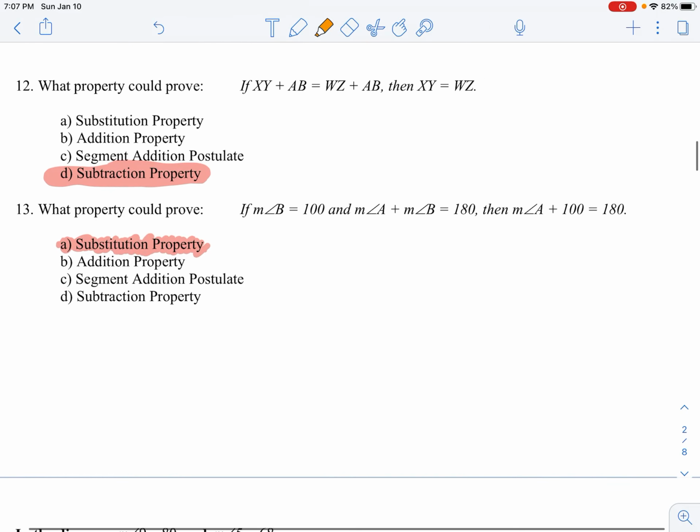Number 12, what property could prove this? So this would be like a proof. If this was maybe one of our lines in our proof, this would be like the next line, and we're trying to figure out what they did.